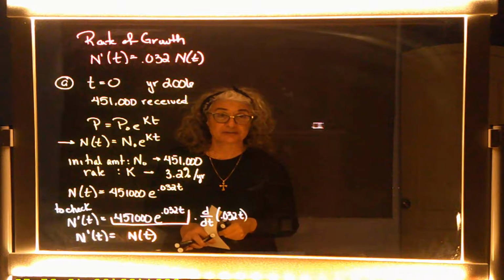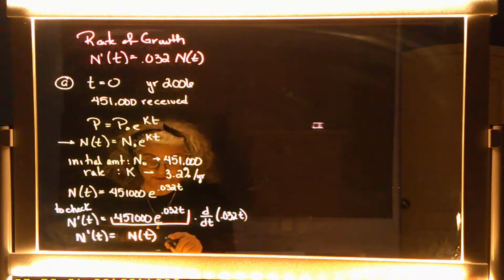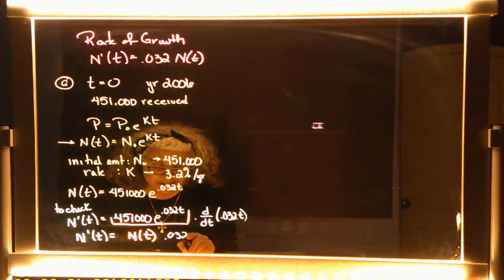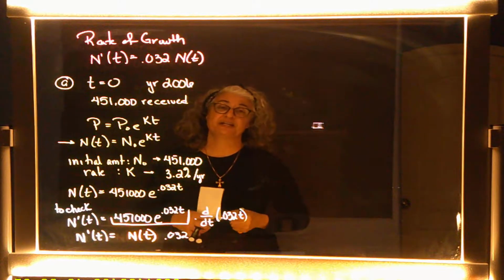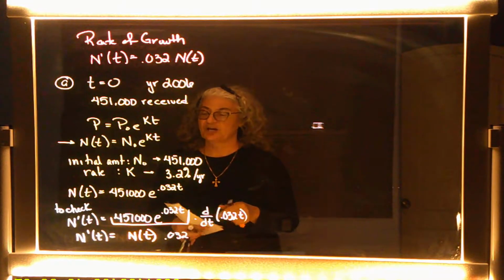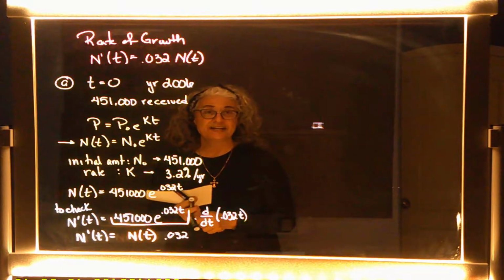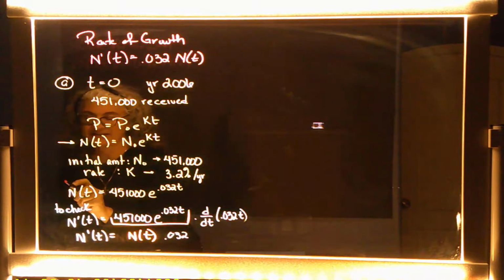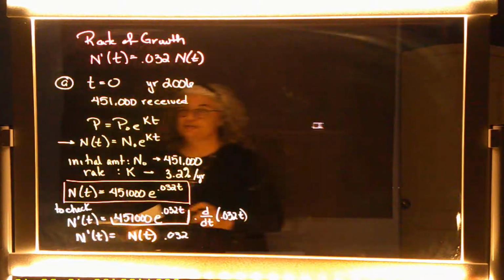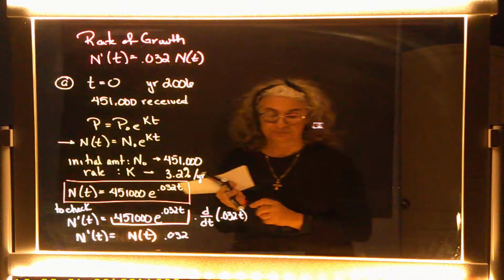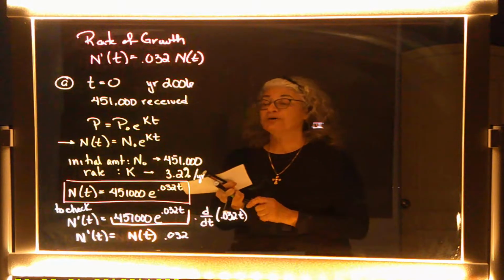And this second part, what did we say the derivative of that was? Good. 0.032. Isn't this exactly what they gave us up there in the beginning? Awesome. Okay, so we checked it. We did it correctly. Our n of t function in this case is given to us right here. And I'm just going to box it up to make it a little more obvious for us. Cool? Good.